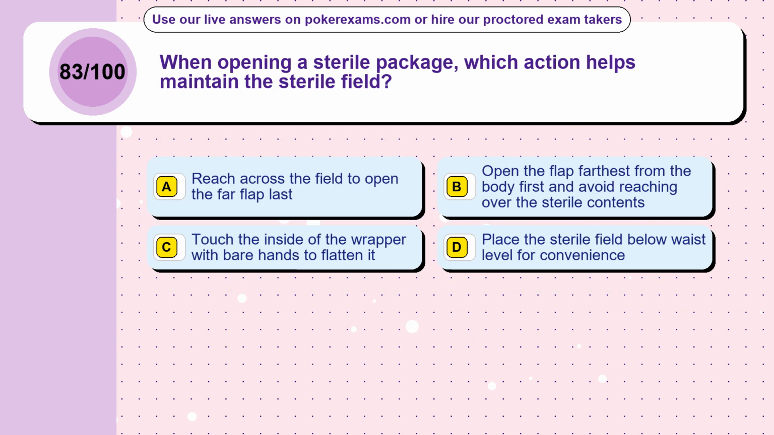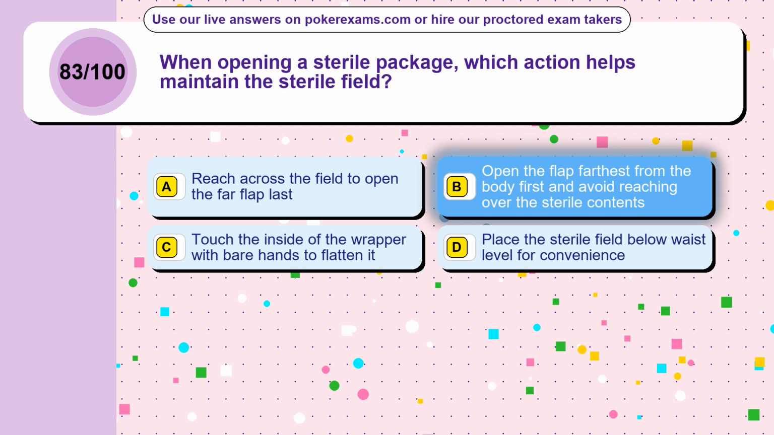Question 83. When opening a sterile package, which action helps maintain the sterile field? Option A. Reach across the field to open the far flap last. Option B. Open the flap farthest from the body first and avoid reaching over the sterile contents. Option C. Touch the inside of the wrapper with bare hands to flatten it. Option D. Place the sterile field below waist level for convenience. The correct answer is option B.